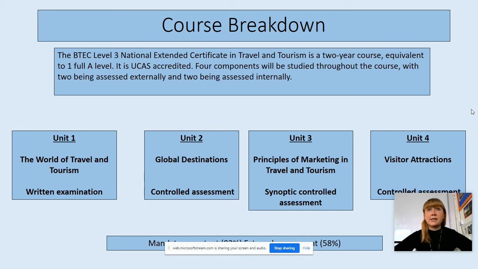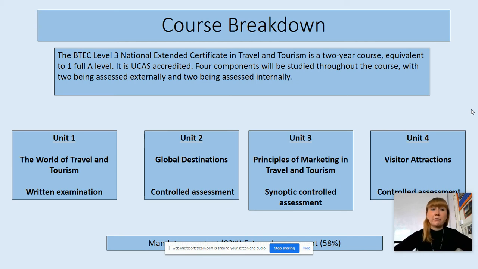Now, this looks at the different locations around the world that are considered highly successful tourist destinations. We begin to unpick why those areas are the ones that are successful, and we also take a look at other countries and areas that are struggling to make themselves global destinations for travel and tourism. And this is examined via a controlled assessment piece of work. So unlike your typical exam, it's done in a setting, several hours, and then you are given a particular piece of work to create and complete.